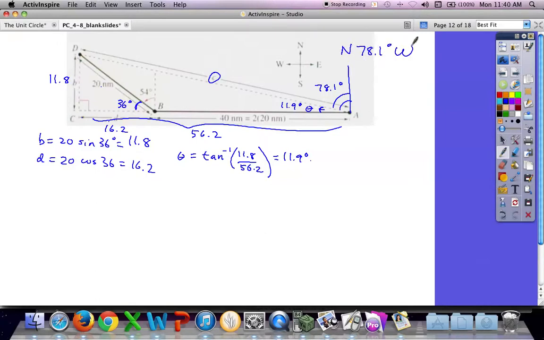Now we need to find this distance, the c. I believe in the book they did this as a trig problem, but honestly, we know that we can use Pythagorean theorem now. We know this side of the big triangle, and we know this side of the big triangle, so let's just use Pythagorean theorem. The c will equal the square root of 11.8 squared plus 56.2 squared.